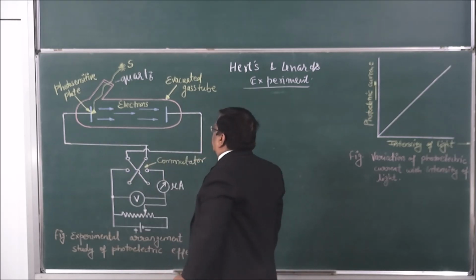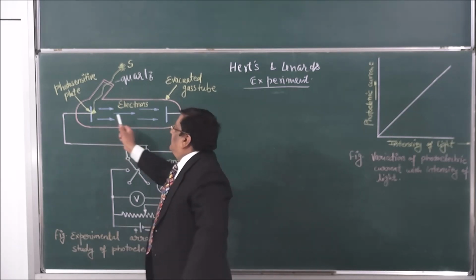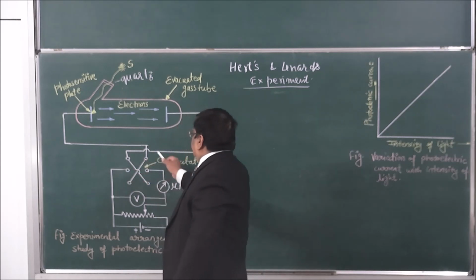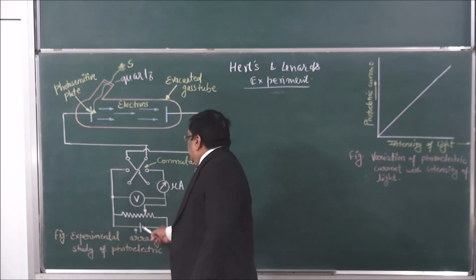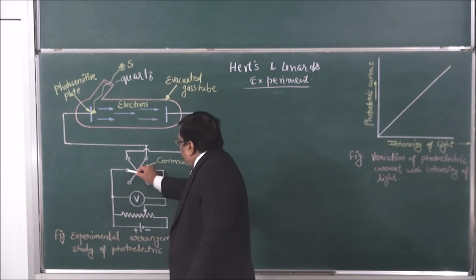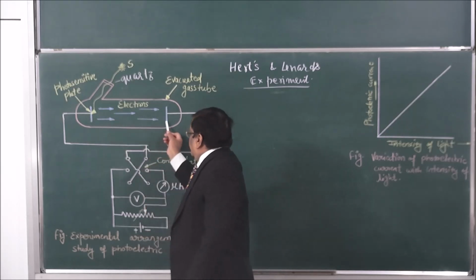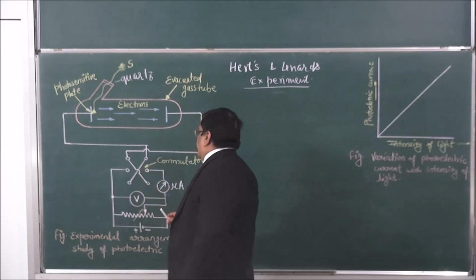Now we want to study how much current is flowing in this and what is the potential difference between the two, and for this we make this arrangement. There is a battery. Between these two terminals we supply the potential difference. This potential difference can be adjusted from this rheostat. And how much is the potential between these two electrodes? For that we fit a voltmeter here, and this voltmeter will tell us the potential difference.